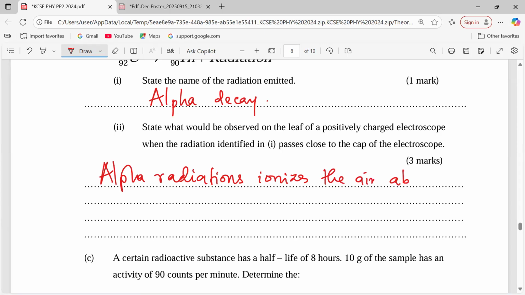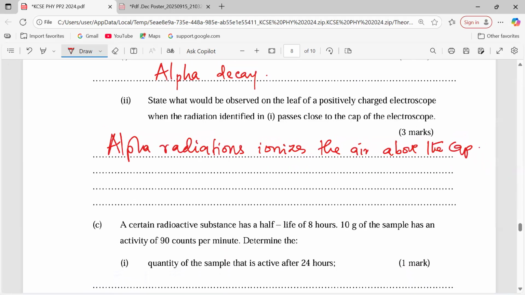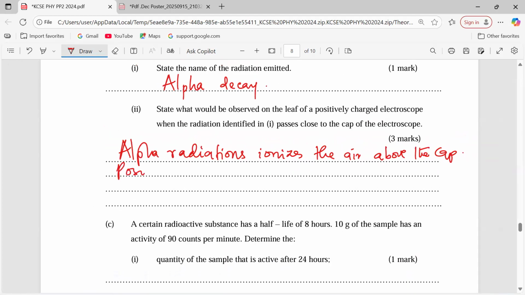I'm starting with the explanation actually. Above the electroscope cap, positive charges leak away simply because they are being repelled by the charges on the electroscope. What will remain is the negative charges, which will attract most of the charges in the electroscope, leading to the collapsing of the electroscope leaf.